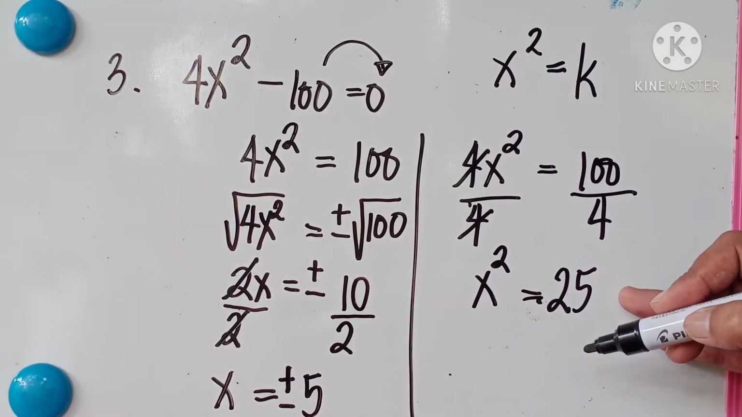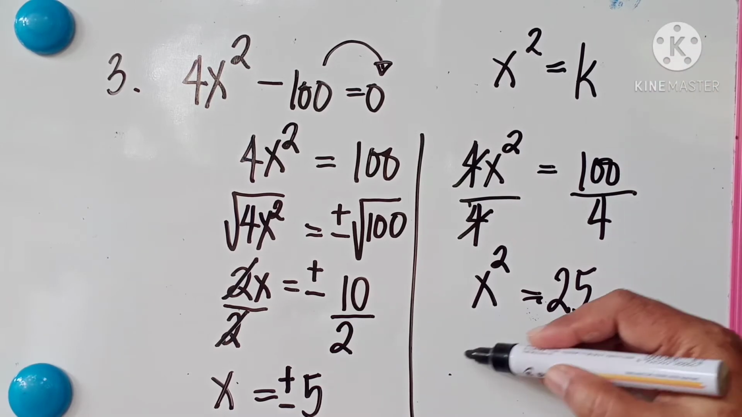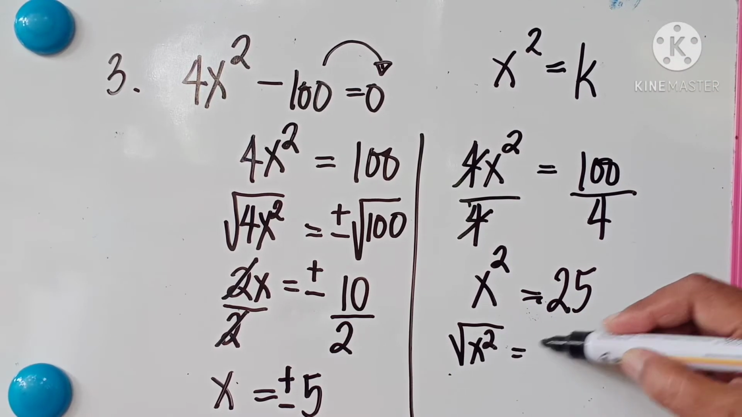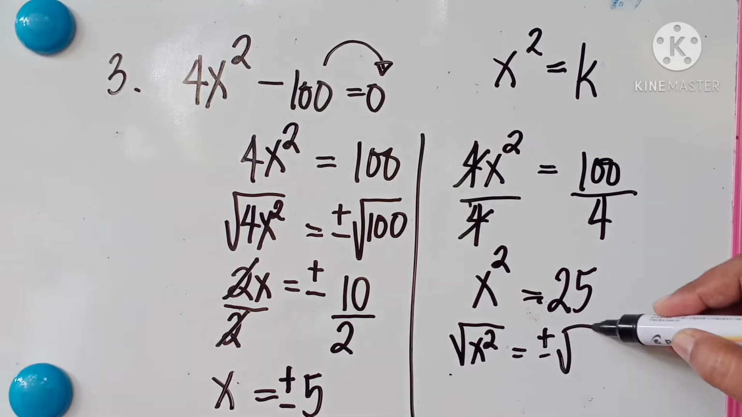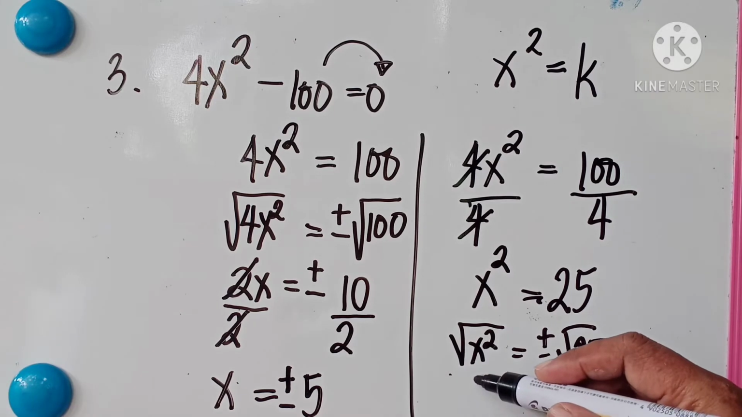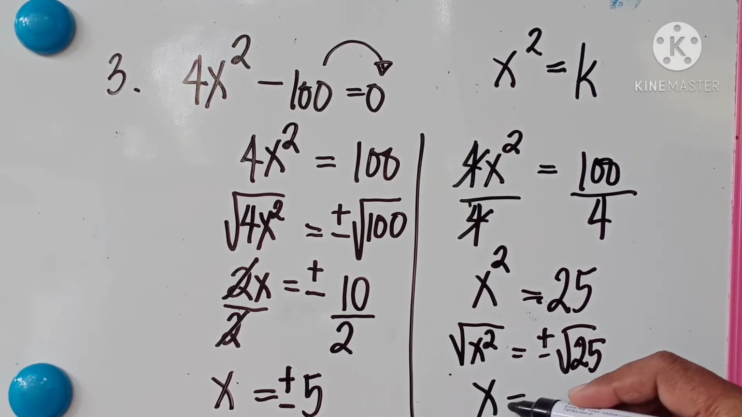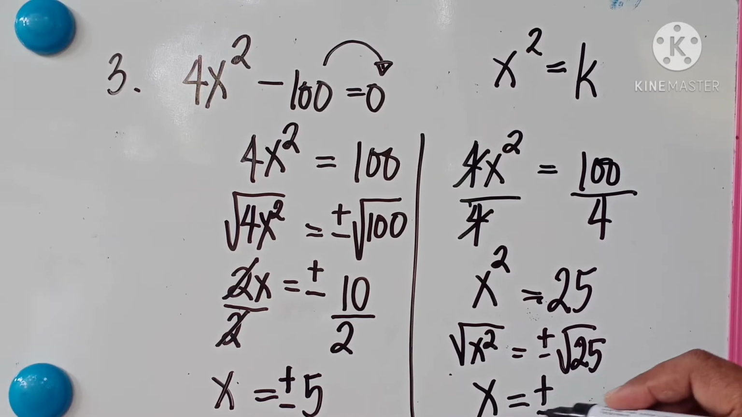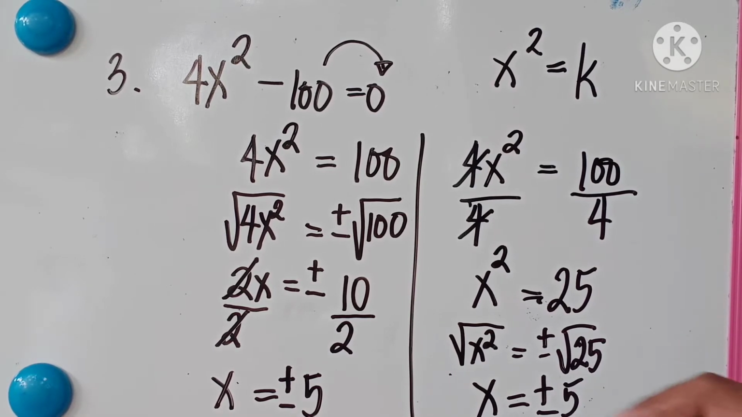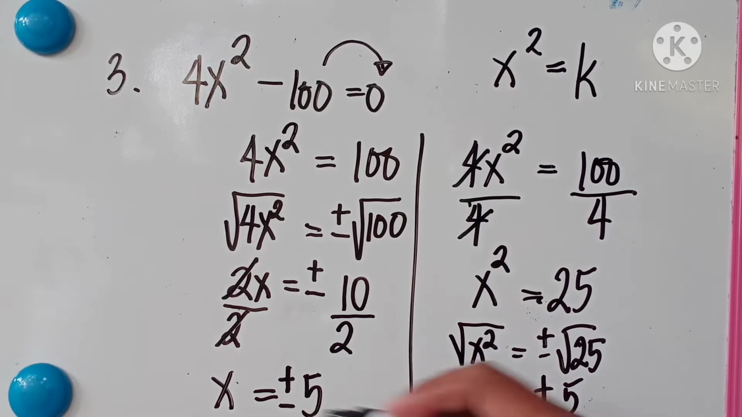So, this is now written in this form. So, extract the square root. So, x squared then equal to positive negative square root of 25. Then, the square root of x squared is x, then equal to positive negative square root of 25 is 5. Ayan. So, kahit magkaiba yung ginamit nating methods, the answers are still the same.